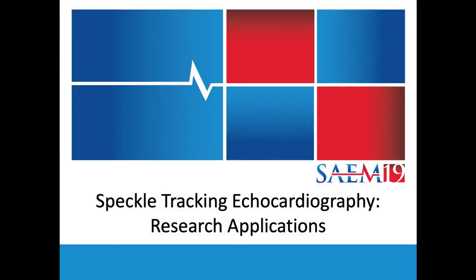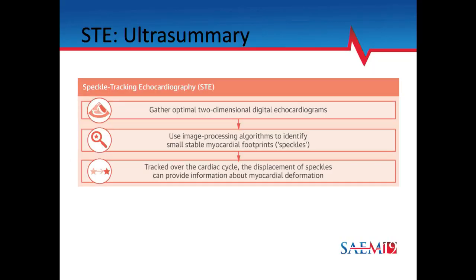Thank you for coming. I'm going to talk to you about the research applications of speckle tracking echo. So quick review. Remember, we're using 2D images to identify speckles, acoustic signatures within the myocardium. We call those speckles, and then we track those throughout the cardiac cycle. We use that data to glean information about cardiac function.